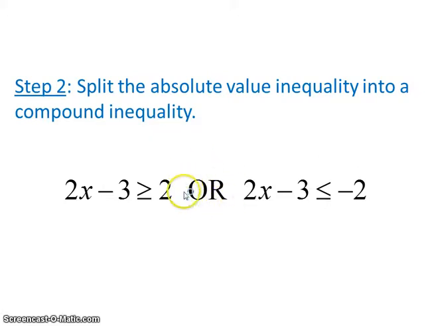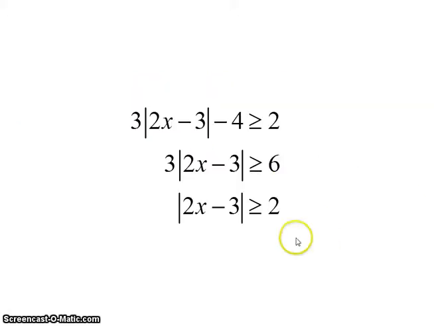The conjunction in the middle is based on the inequality from our simplified form here when we've isolated our absolute value. If it is greater than or equal to, in this situation it will always be or. If it's less than or equal to, it will be and. But in this case, since we've got a greater than or equal to, our conjunction will be or.